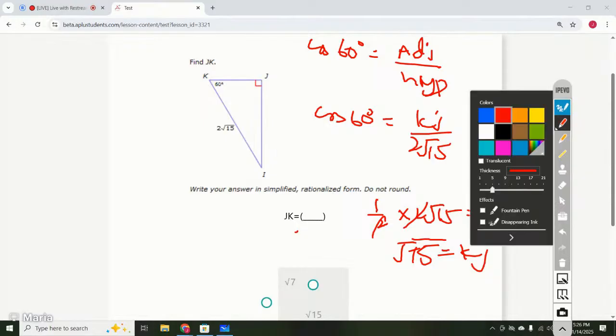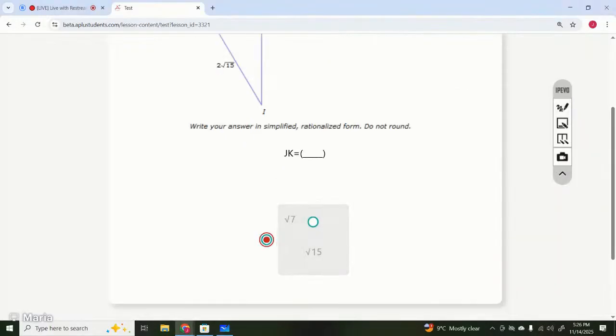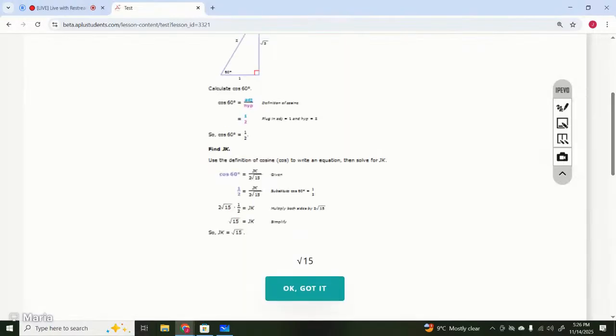That is square root 15. Option number 2 is the correct option. Got it? It is square root 15. Option number 2 is the correct option.